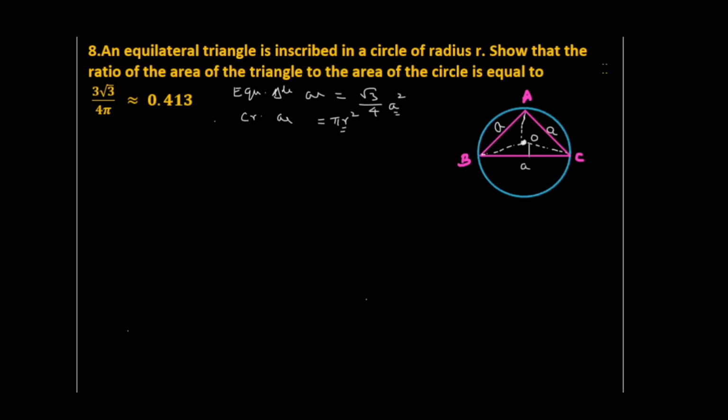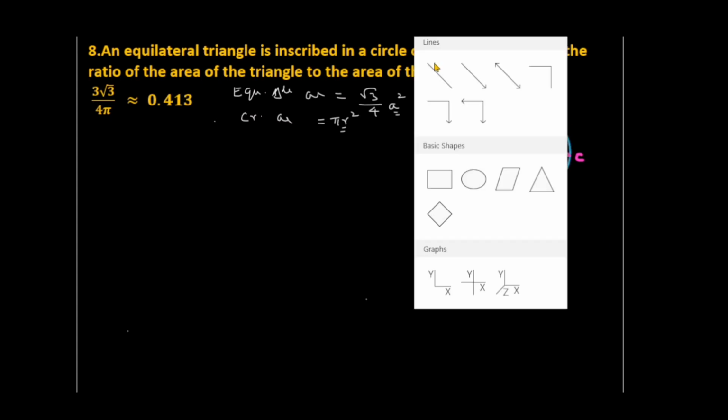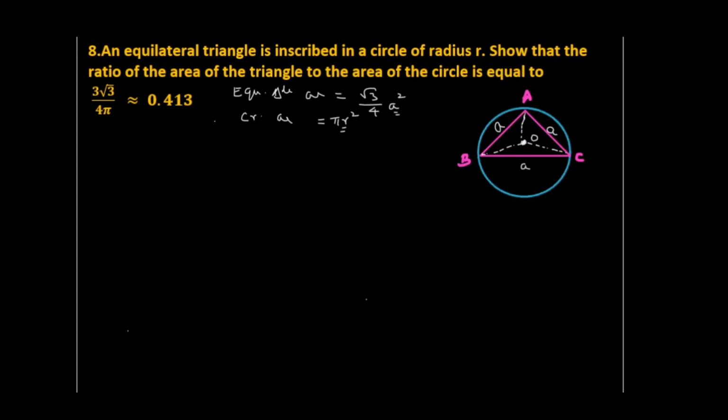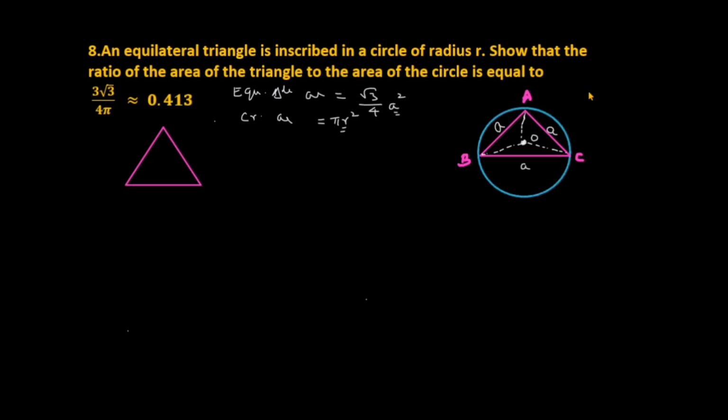For that, we are going to take the triangle separately. Now the same triangle, I am going to take it separately. Look here. First, the same equilateral triangle. Now this triangle is inside the circle. We are going to find the relation between a and r. For that, separately we are taking this: this is A, this is B, this is C.